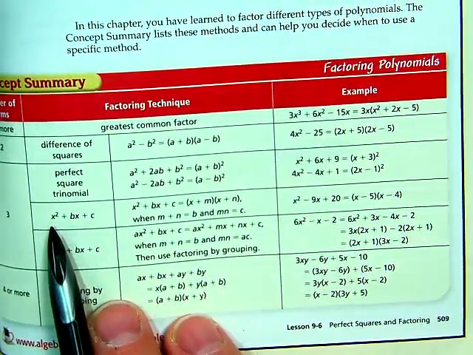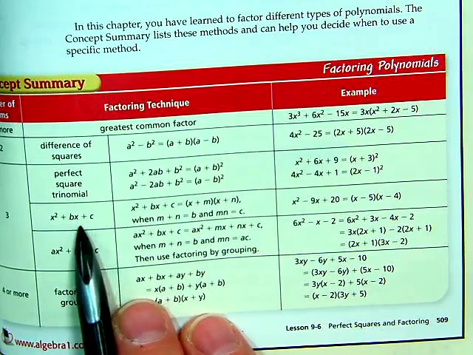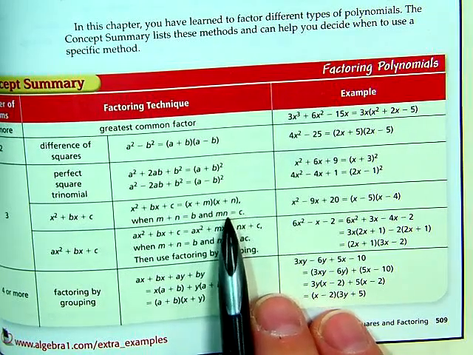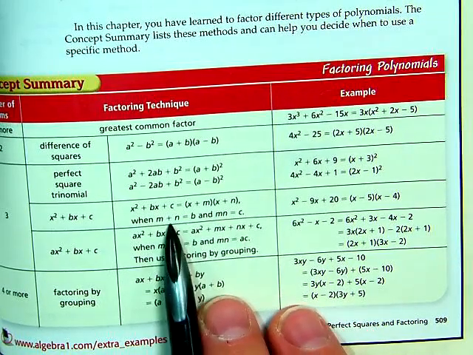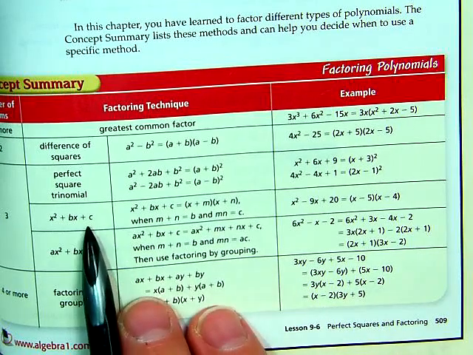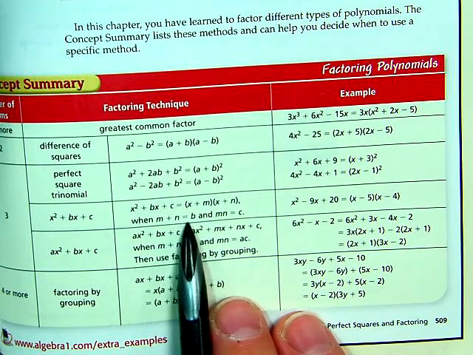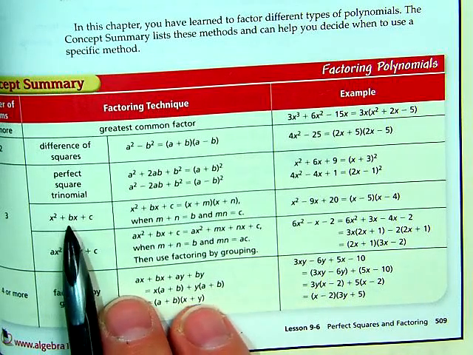If it is, you can do the factoring and figure out that something that is multiplied together gives you the c value, and m and n values that are added together give you the b value.